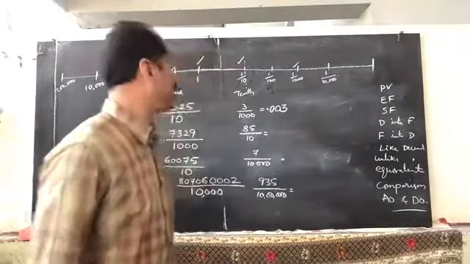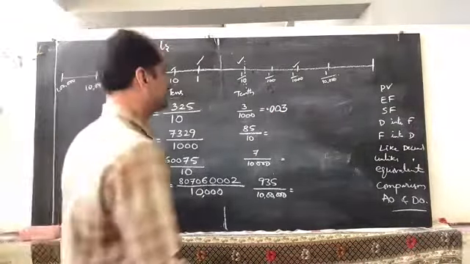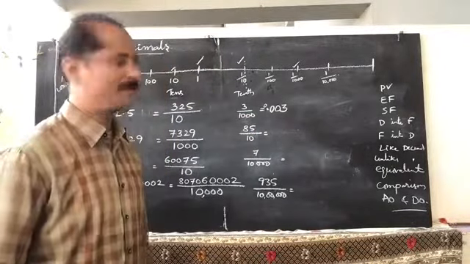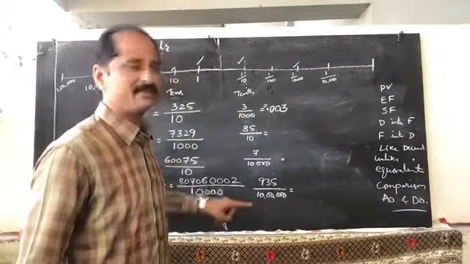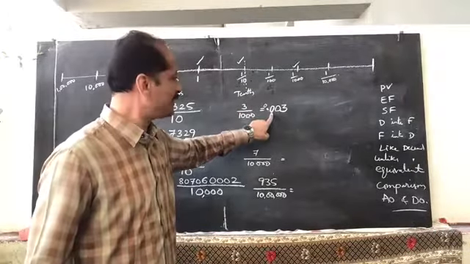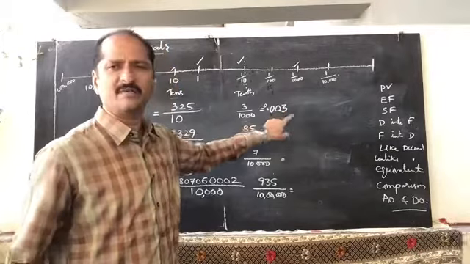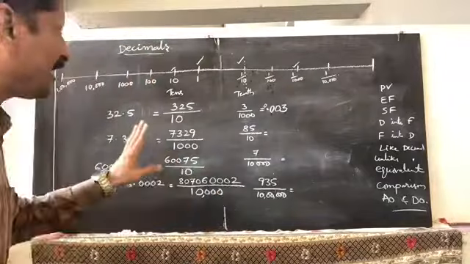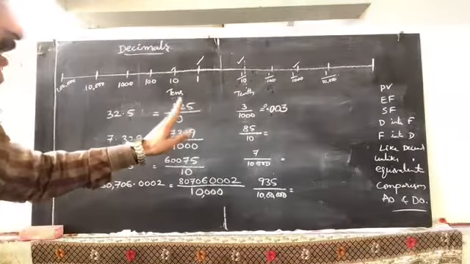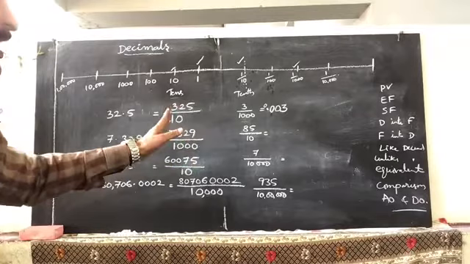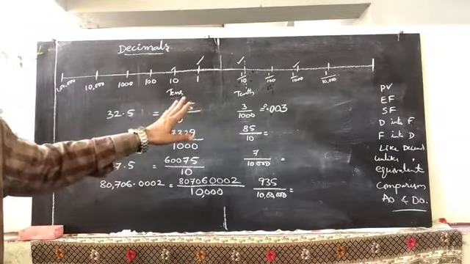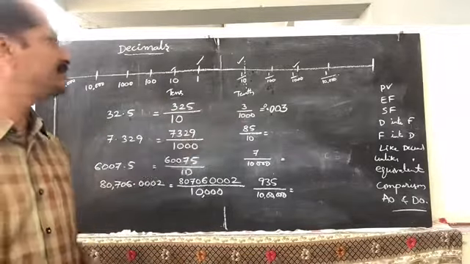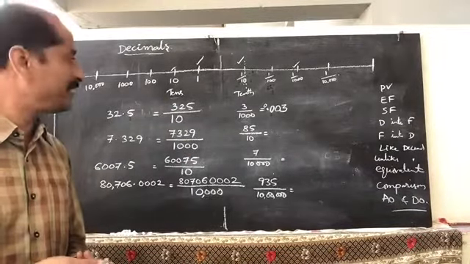That is 3 by 1000. That means this can be written as 0.003. We should write 3 in the 1000th place. See here: 10th place, 100th place, 1000th place. Nothing is there in the 10th place or the 100th place, so we write it as 0.003, because there are no other digits here. So write down 0.003.